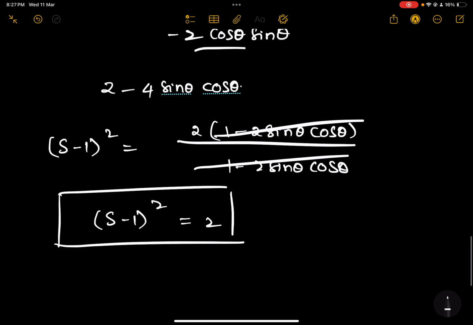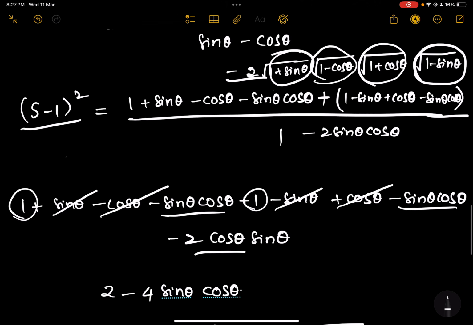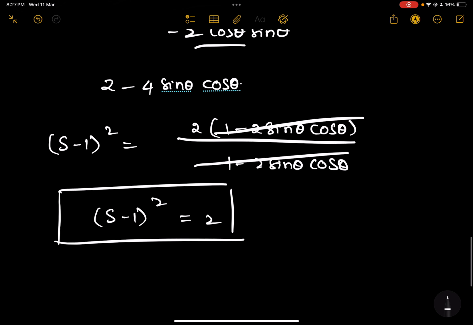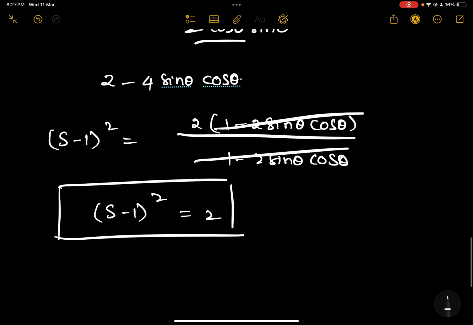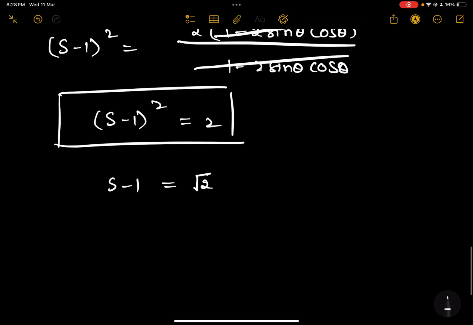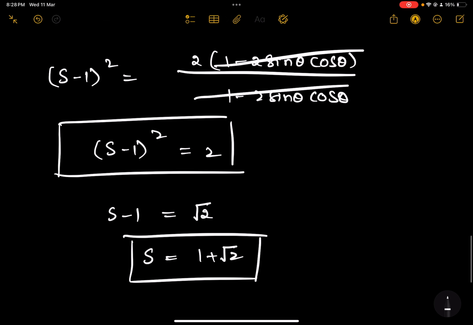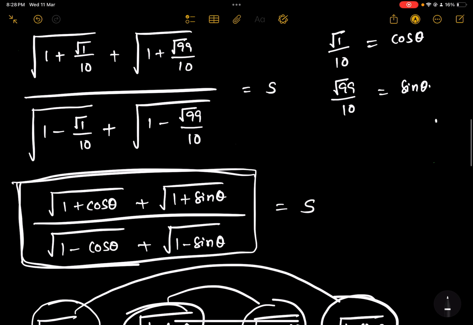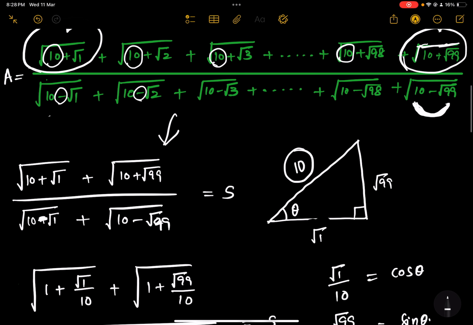All right. So we know s is a positive quantity. So we take only s minus 1 is equals to root 2. All right. Therefore, s is 1 plus root 2. See how beautiful the result is. Your s is simply 1 plus root 2. So therefore, this particular s is 1 plus root 2.